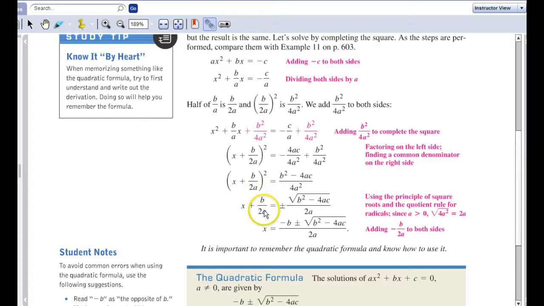And now we're going to move this over to the other side. And notice the denominators are the same. So we end up with this right here. Now this is the quadratic formula.